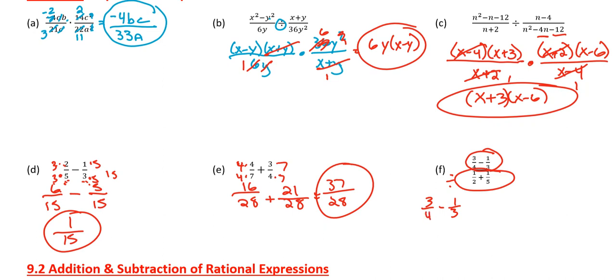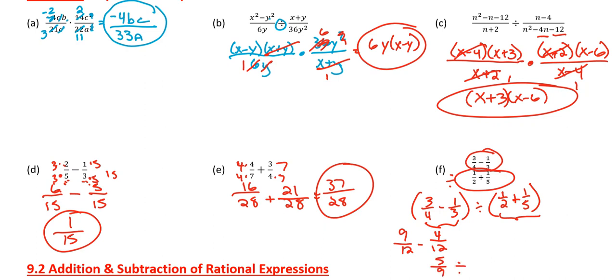3/4 minus 1/3, and then you're dividing that by, I'm just going to put it in parentheses, 1/2 plus 1/5. So what I'm going to do is just ignore this whole thing for right now, do the subtraction, do the addition, and then I'll come back and do the division. So over here, our common denominator will be 12, and we get 9, and here we get 4. So when we subtract that, we end up with 5/12.